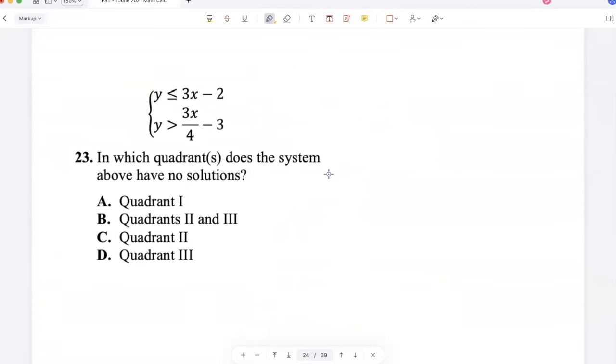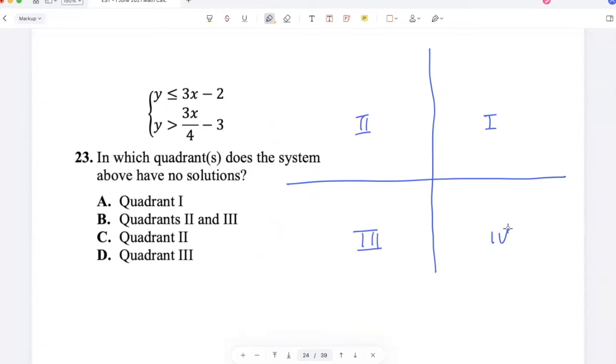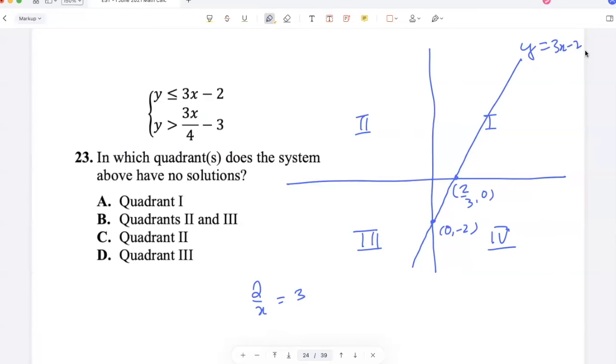Okay, in which quadrant does the system above have no solutions? Right, so let's draw this. This is quadrant 1, quadrant 2, quadrant 3, and quadrant 4. Okay, so 3x minus 2, let's say this is 0, comma, negative 2. And the slope has to be 3. So yeah, 2 by 3. I'm just going to draw this line like this. So this is the line y is equal to 3x minus 2. And the less than region will be the region below the line.